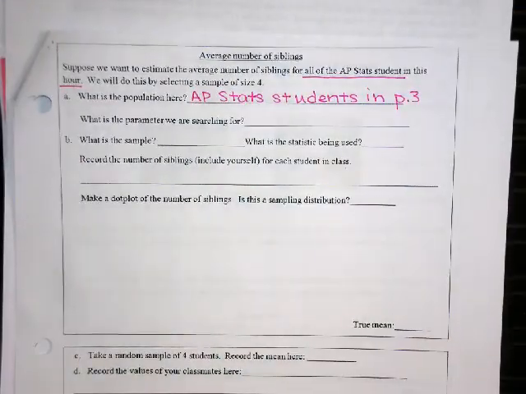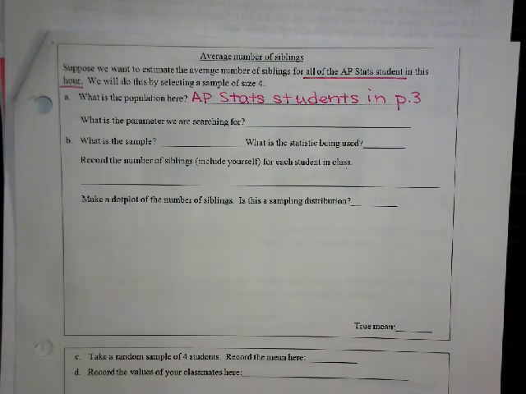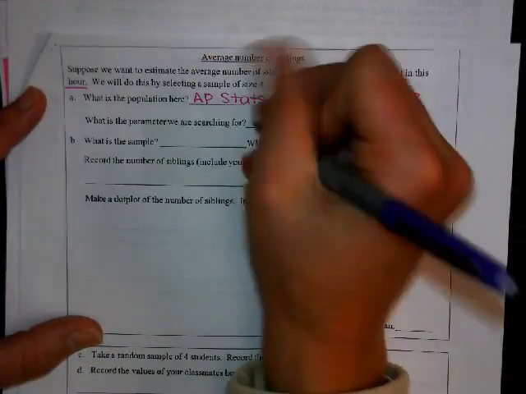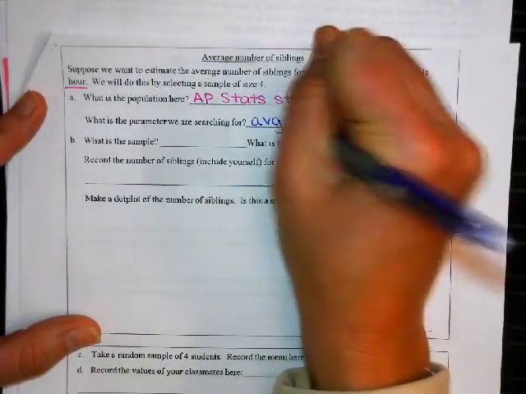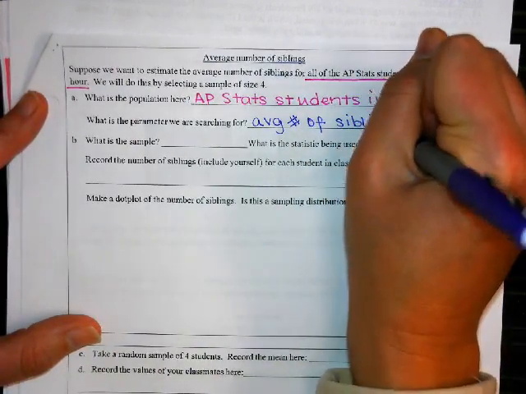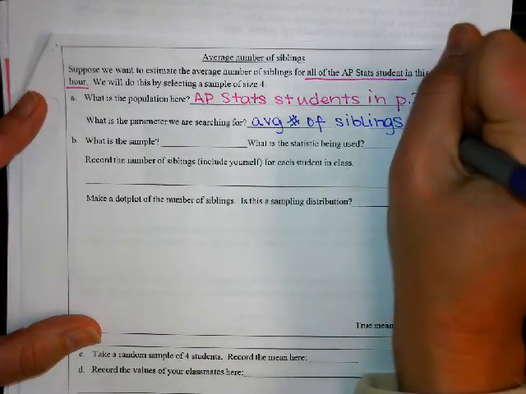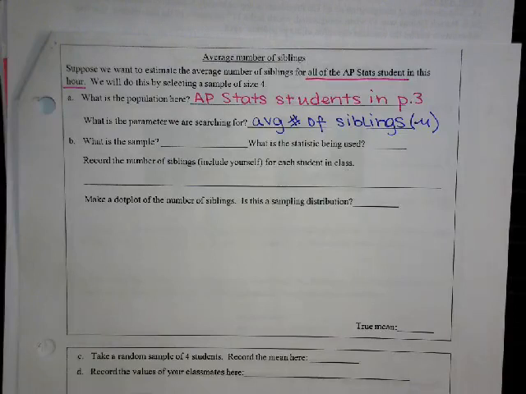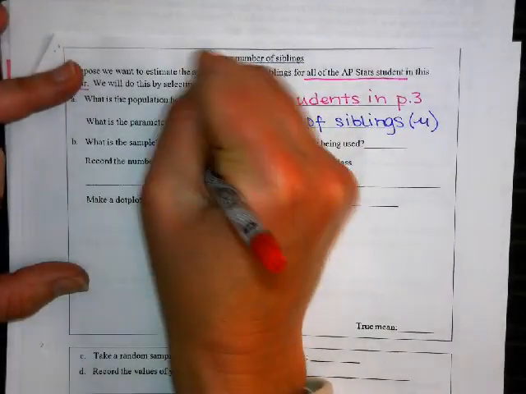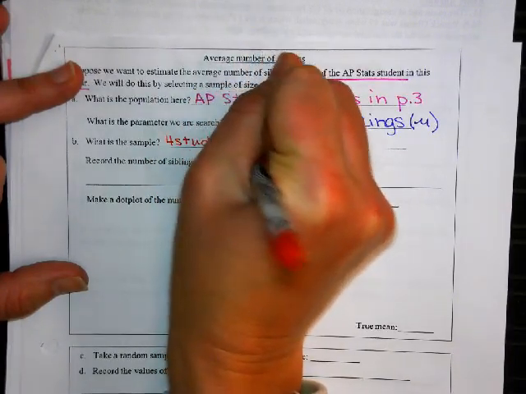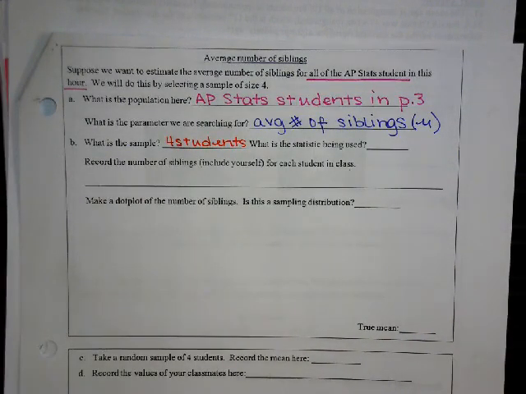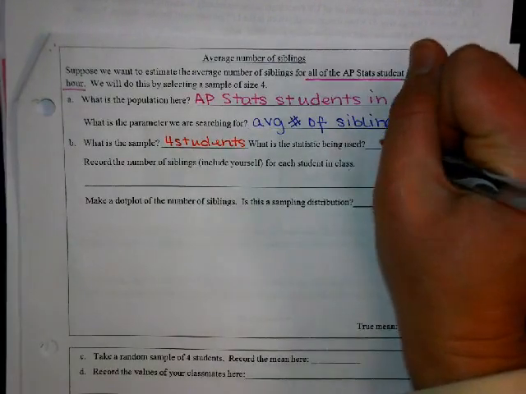What's the parameter that we're interested in? What are we trying to estimate? The average number of siblings. And with means, what notation do we use for the parameter? Mu. What is the sample? 4 students. We're going to pick 4 students. And what's the notation for average when you're estimating? It's not mu, what's the other one? It's X bar. Statistic, X bar, parameter, mu.